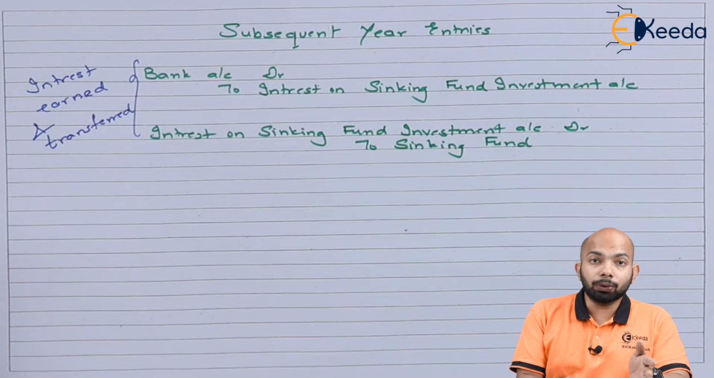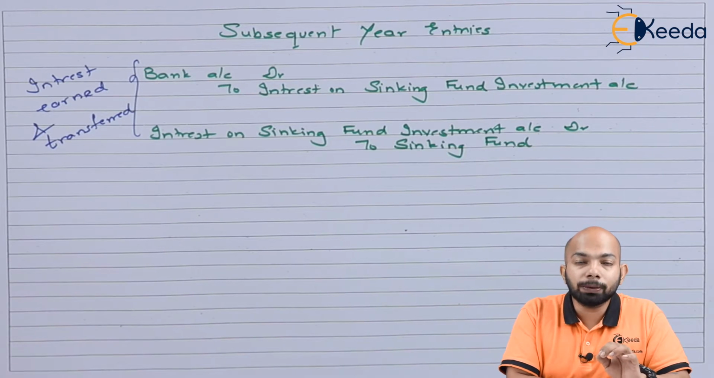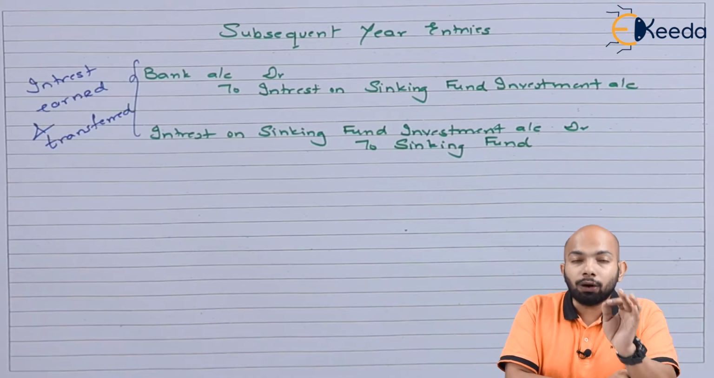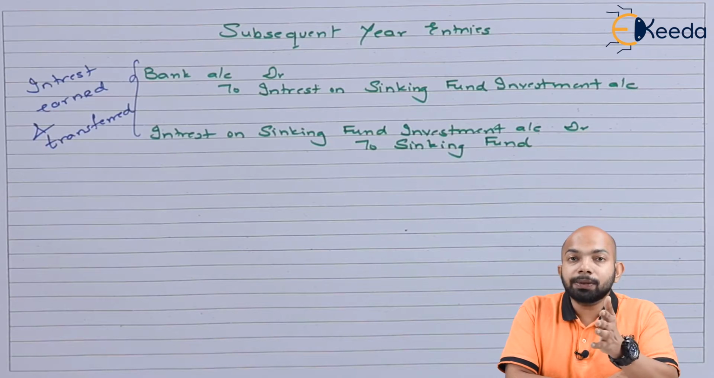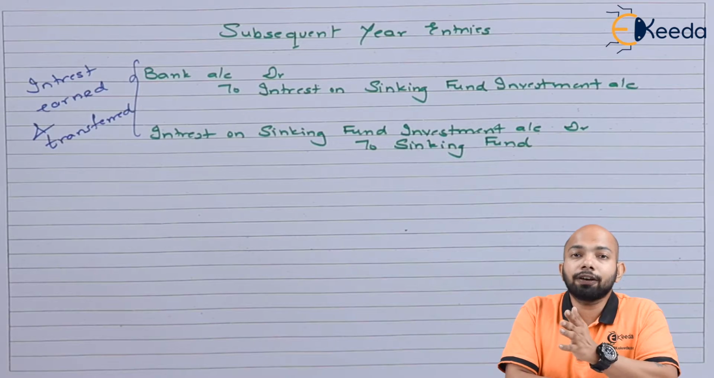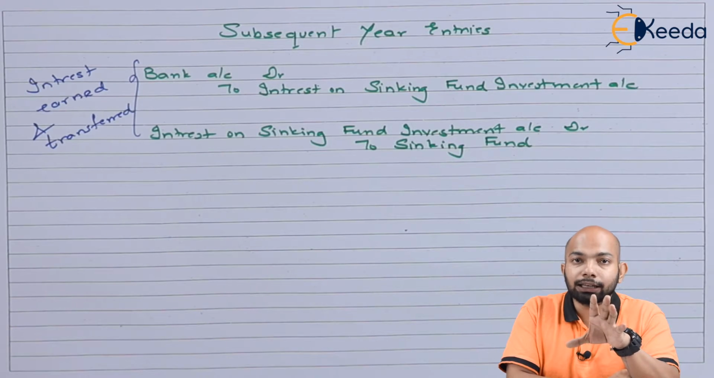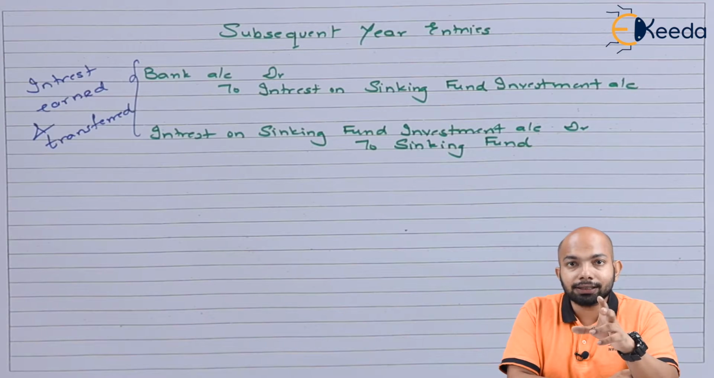That means in the subsequent years, the first entry that you'll be passing here is the earning of interest. So bank account debit to interest on sinking fund investment account is the entry that will be passed. This is the entry that we have passed for earning the interest.